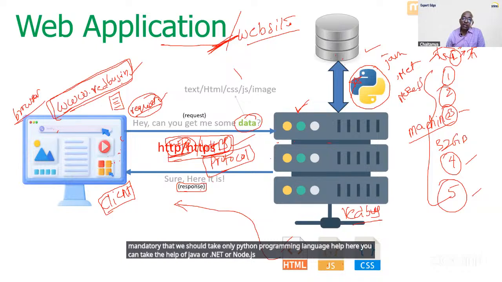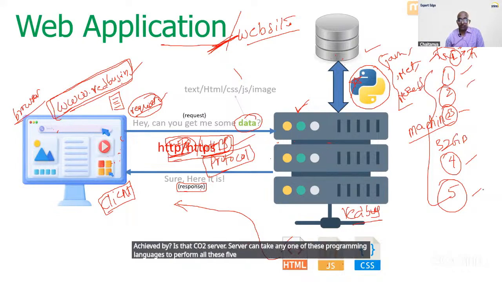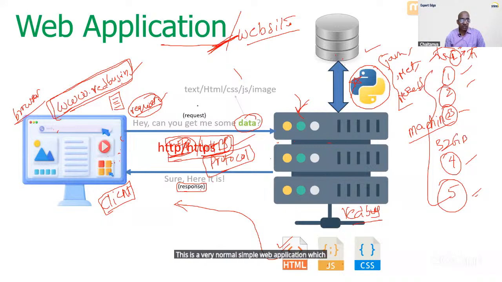There are so many programming languages where this can be achieved. The server can take any one of these programming languages' help to perform all these five steps: 1, 2, 3, 4, 5. It's not mandatory that every time the server should take help from only the Python programming language. This is a very normal, simple web application, which is an HTML based application.